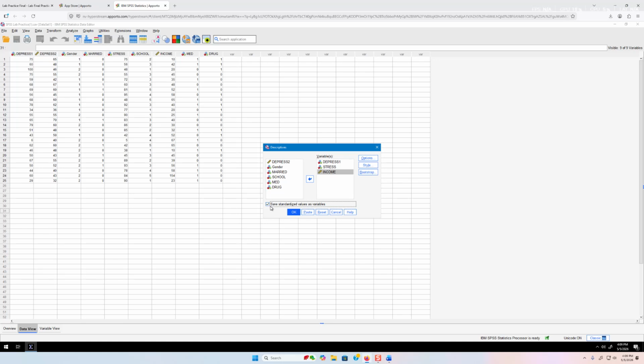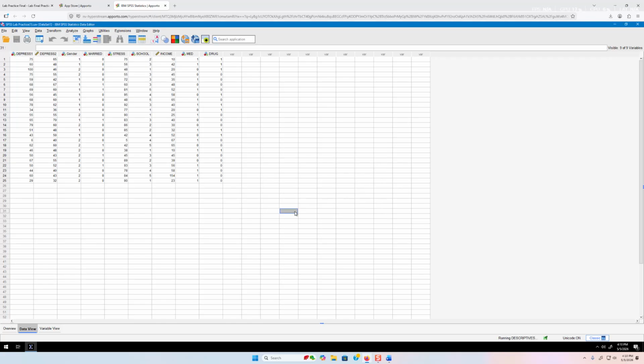And you're going to need the z-scores for a later question. I think it's question 2 or question 3 where you're going to have to look for outliers. And to look for outliers, we're going to use z-scores. So make sure you check this box so you make the z-scores and you get 2 questions done basically at once. Hit OK.